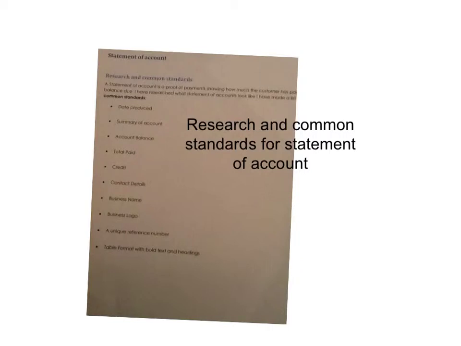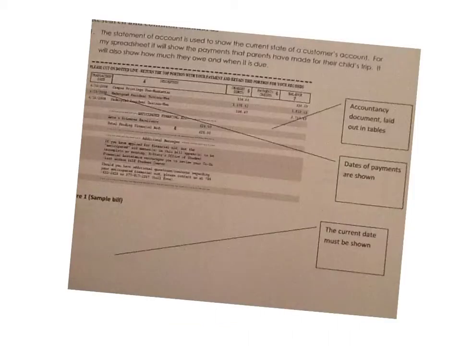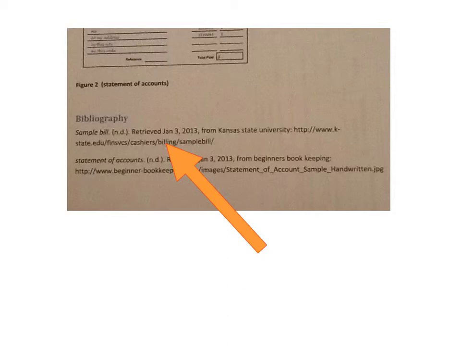The next part of the overview is the research and common standards for the statement of account. So here you would go through and do your research and you'd list the common elements that you expect to find in a statement of account. As normal, with any research and common standards, you'd include screenshots from Google, which you've definitely cited correctly, and you would annotate them. When you've finished your common standards, you should make sure that you have a full bibliography. That's really easy as long as you've cited your sources correctly.